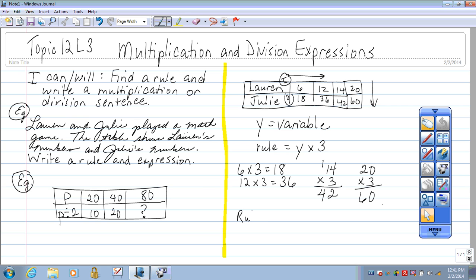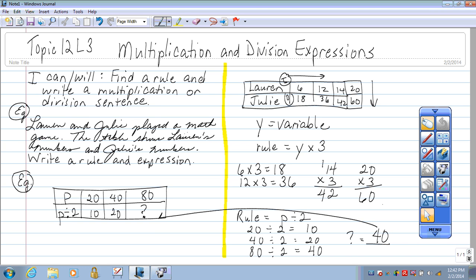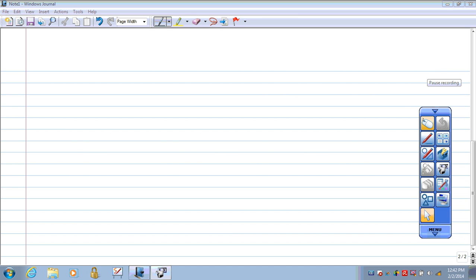So if my rule is P divided by 2, then 20 divided by 2 is equal to 10. 40 divided by 2 is equal to 20. So 80 divided by 2 would be equal to 40. So to answer my question, that would be 40. And I would place 40 in this area. Pause. Let's look at 2 more examples to work for homework.